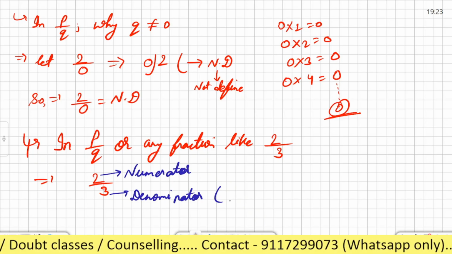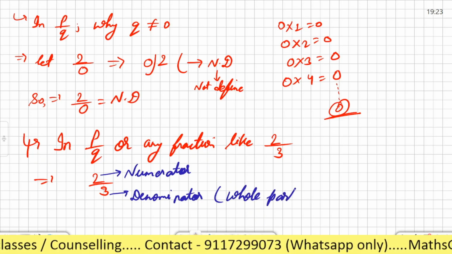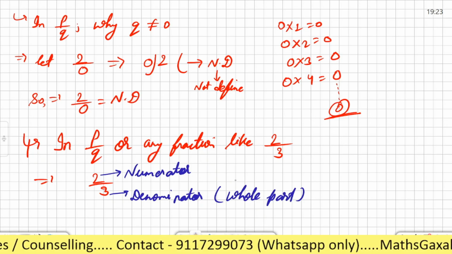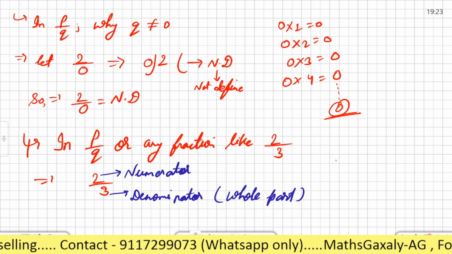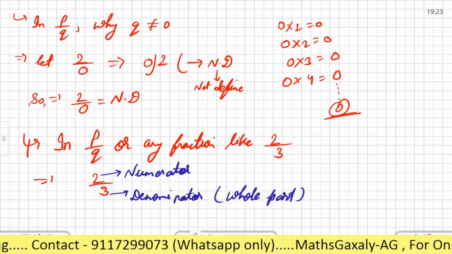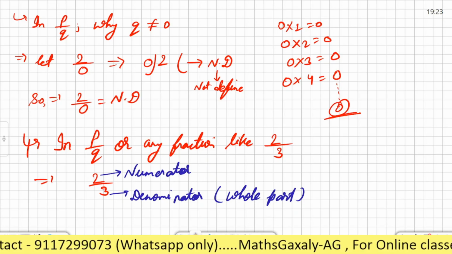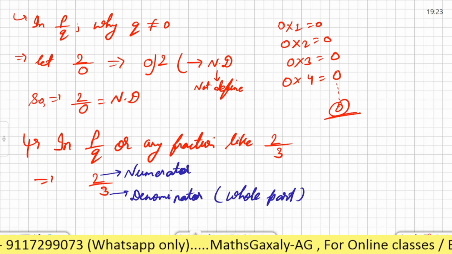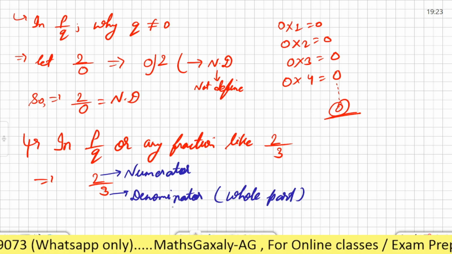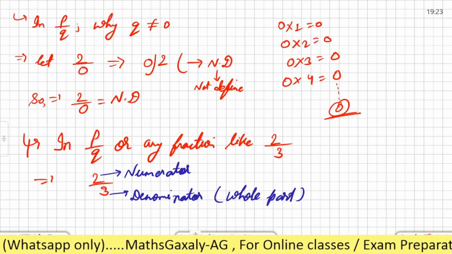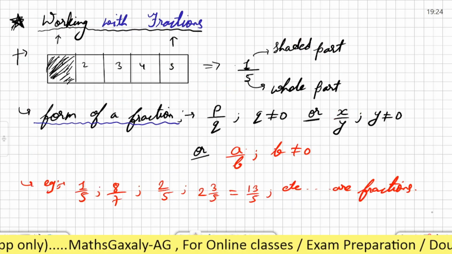Numerator, which is the whole part, right? Or the numerator is mainly the shaded or unshaded part, okay, the part about which we are talking, the part about which we are discussing. So that will be the numerator, and the whole part will be the denominator. Is it clear? Any doubt? So this is the basic concept of fraction, okay.